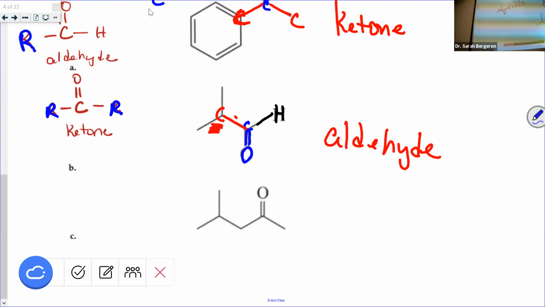Okay, on the last one, I'm going to find my carbonyl. Look at my carbon. How many different things are attached to that carbon? 2. That ends in a carbon, and that's a carbon. So this is a ketone.